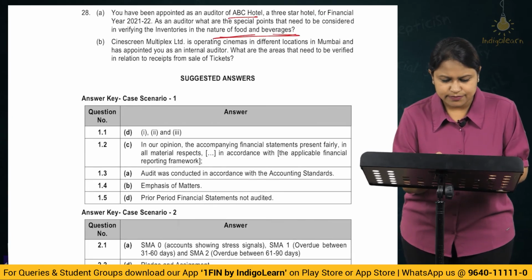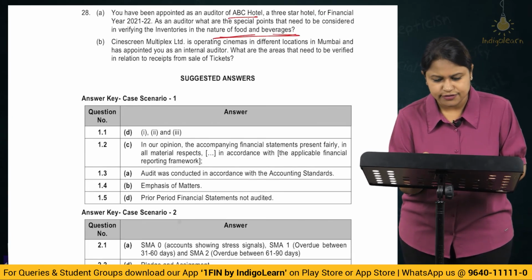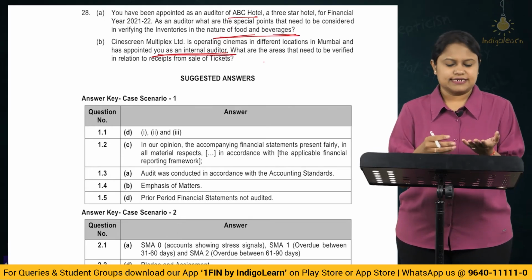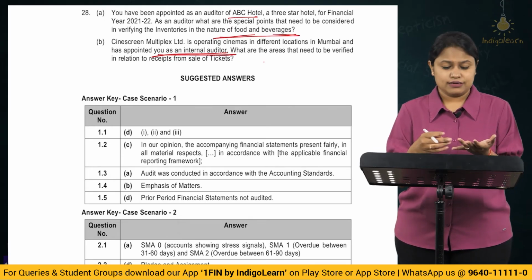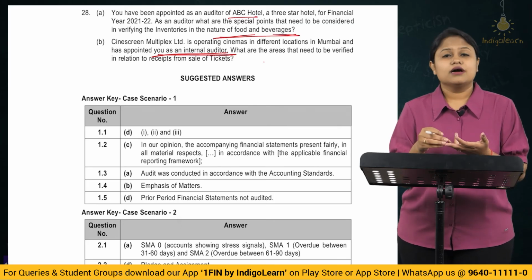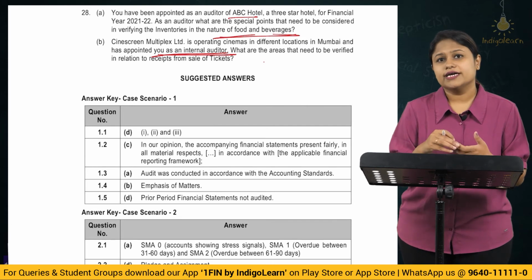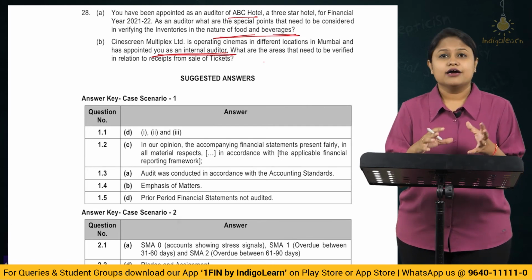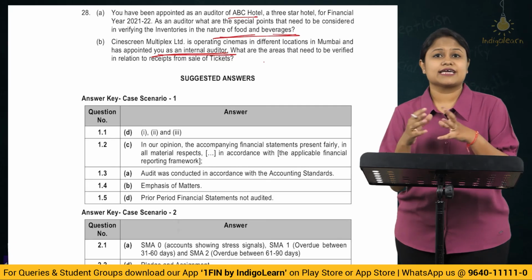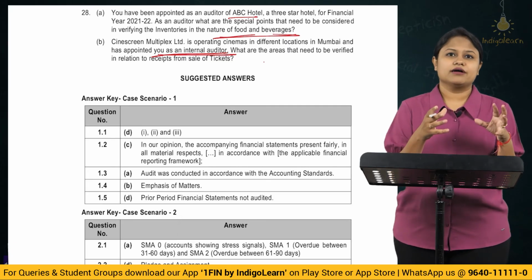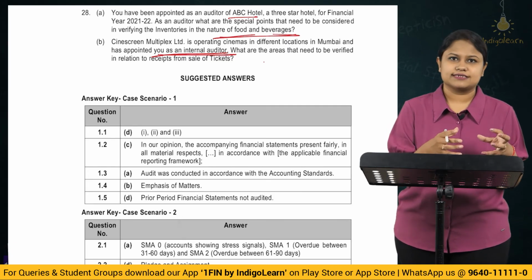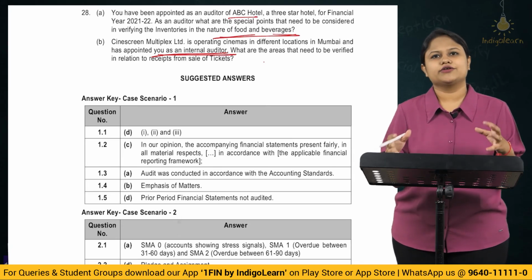Next, Cine Screen Multiplex Limited is operating cinemas in different locations in Mumbai and has appointed you as the internal auditor. What are the areas that need to be verified in relation to the sale of tickets? Okay, ticket control has to be checked first of all. They should be serially numbered. Duplication of tickets should not happen. Proper authorization of the issue of the ticket. Okay, there has to be proper accounting. You have to check whether the corresponding entries in the cash book and the actual receipt on the tickets are matching. So these are all the things that you take into account.